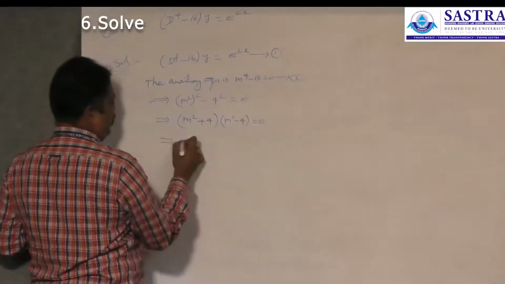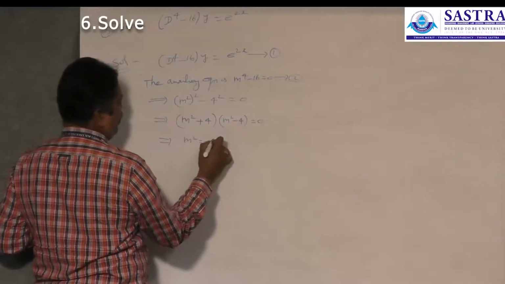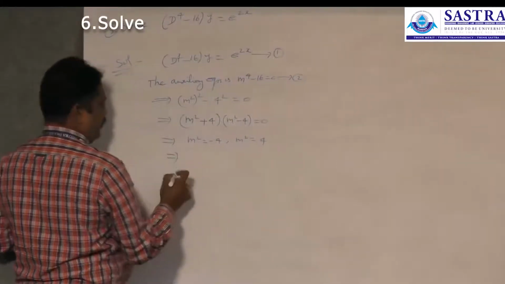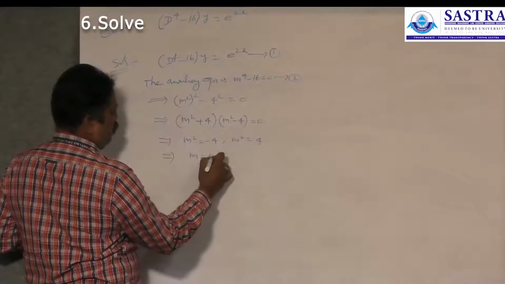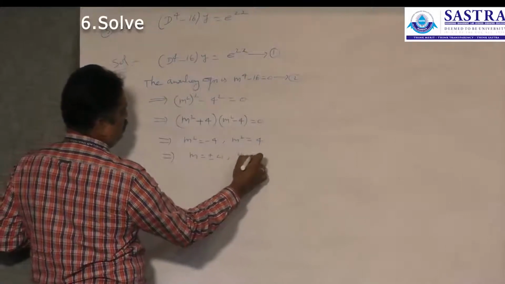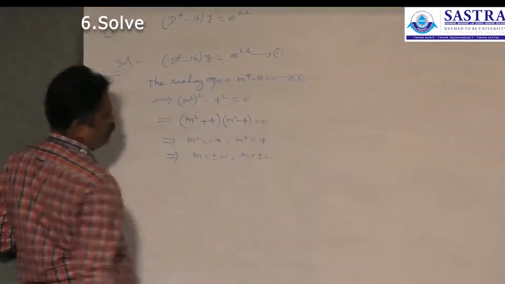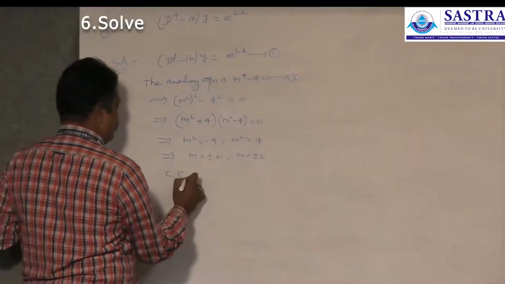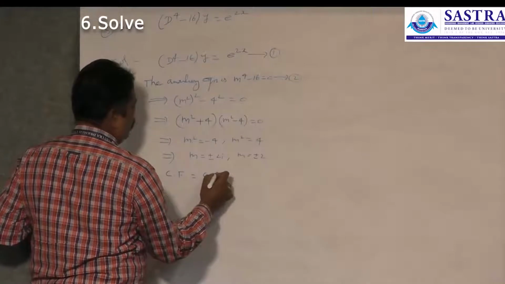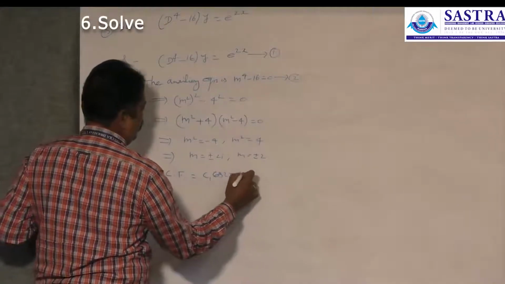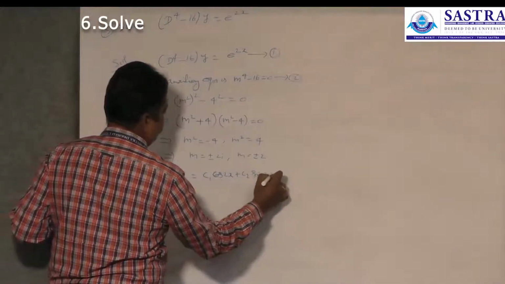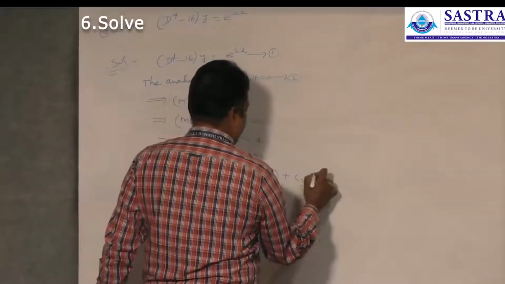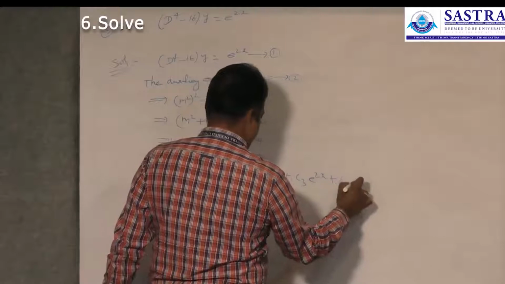Which implies that m square is equal to minus 4 or m square is equal to plus 4, which implies that m is equal to plus or minus 2i and m is equal to plus or minus 2. Therefore, the complementary function is c1 cos 2x plus c2 sin 2x plus c3 e to the power 2x plus c4 e power minus 2x.